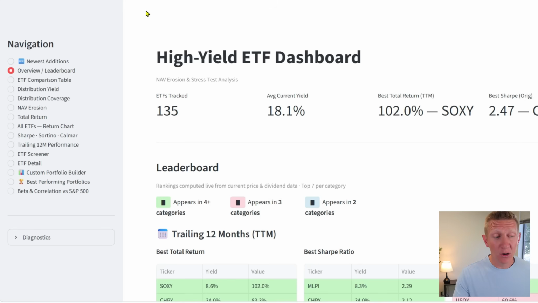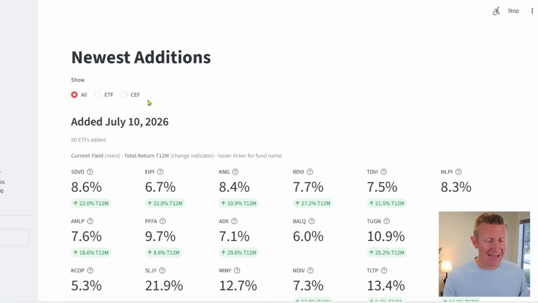All right, let's dive in here. We're now at 135 different ETFs. And one of the very first things you can get access to here that we're going to talk through is which ETFs have been added since we last talked about this dashboard. So we can go right here to the newest additions section. You can see we added quite a few here.